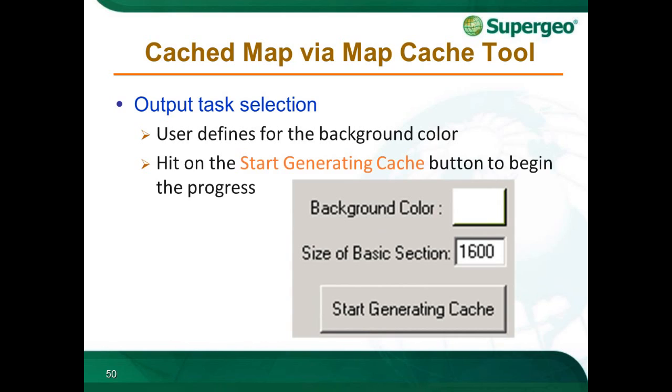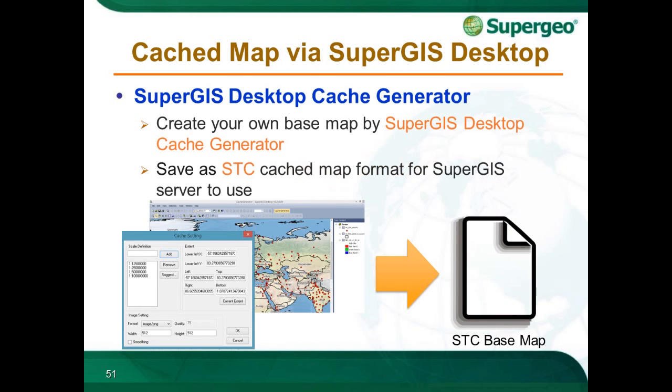It also allows users to define the background color. If you want to define the background color, you can select between different colors for your background. After that, you can also select the size of the basic section. And after all the settings are done, you can simply hit the Start Generating Cache button to begin the process.